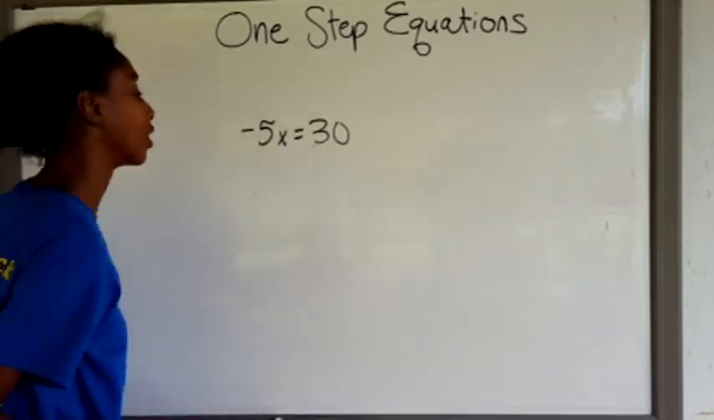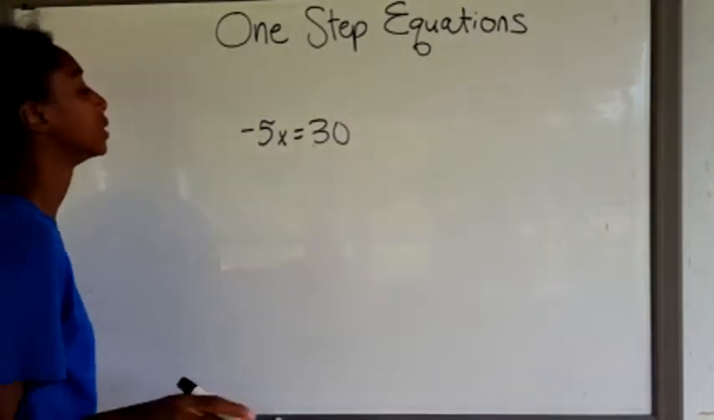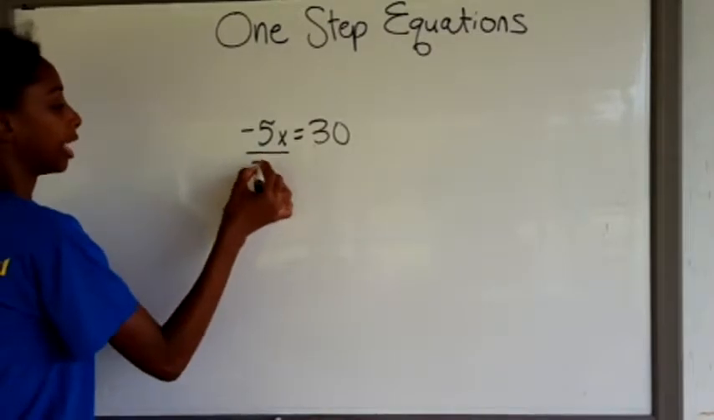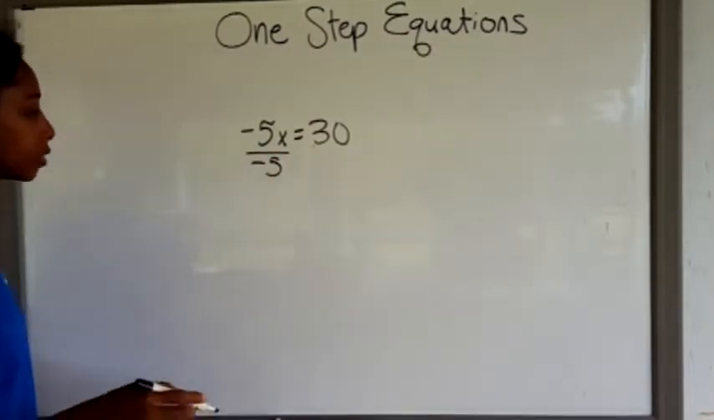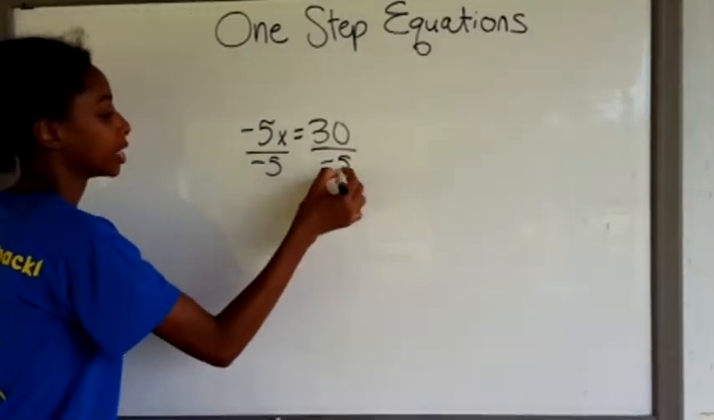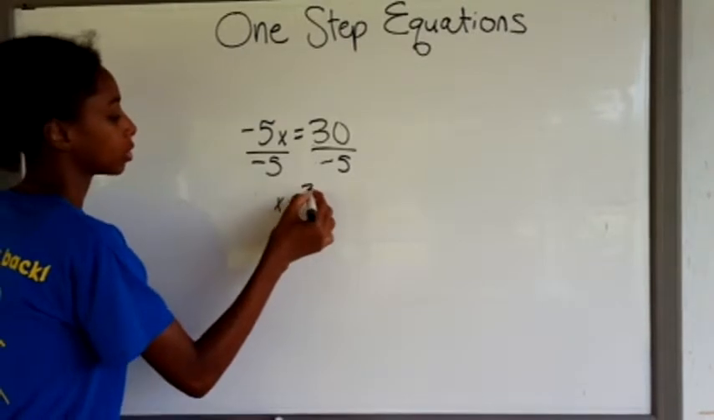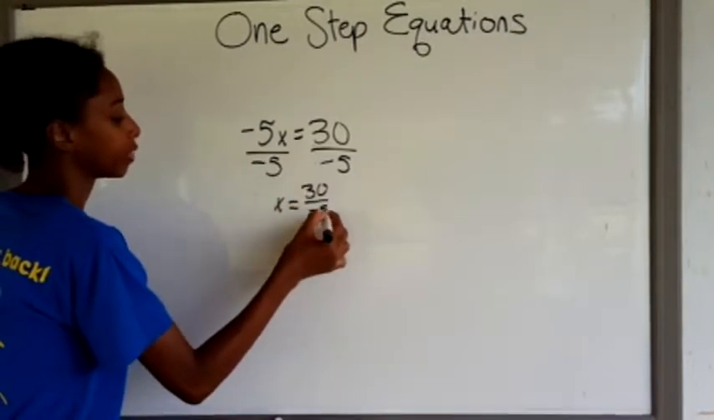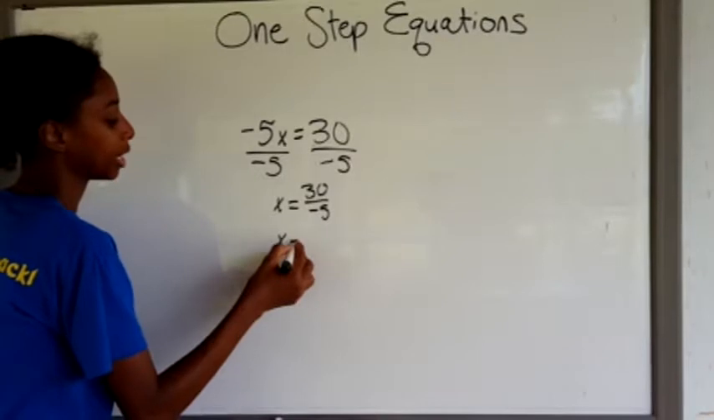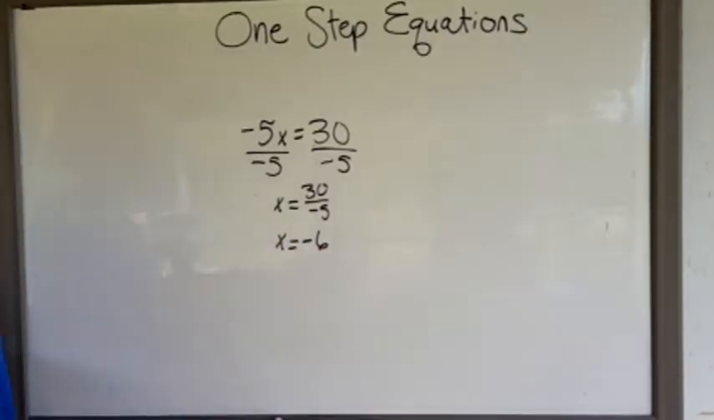Alright, so here we have negative 5x equals 30. So we're going to divide again. So we're going to divide by negative 5, because that's a negative. And then we'll divide by negative 5 on this side. And so then that leaves us with x equals 30 over negative 5. 30 divided by negative 5 is negative 6, because remember, a positive divided by a negative is a negative.